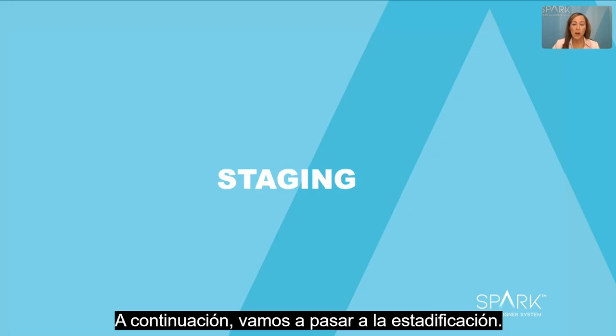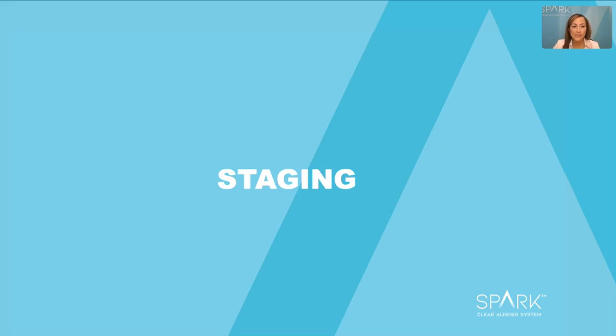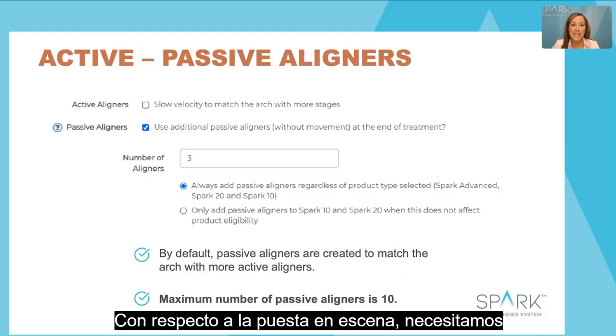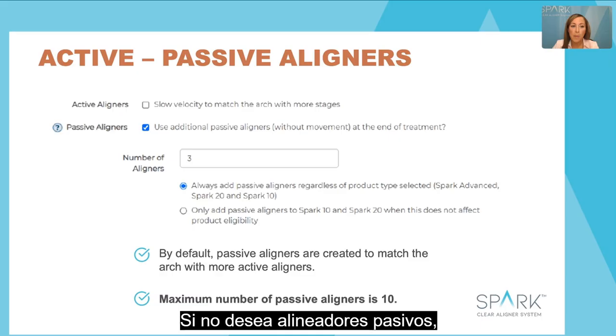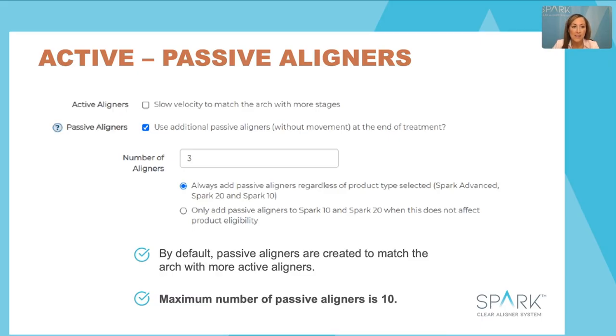Next up, let's move on to staging. Regarding staging, we need to review active and passive aligners. Active aligners are aligners with movement, and passive aligners are aligners without movement. If you don't want passive aligners, just simply uncheck the box.